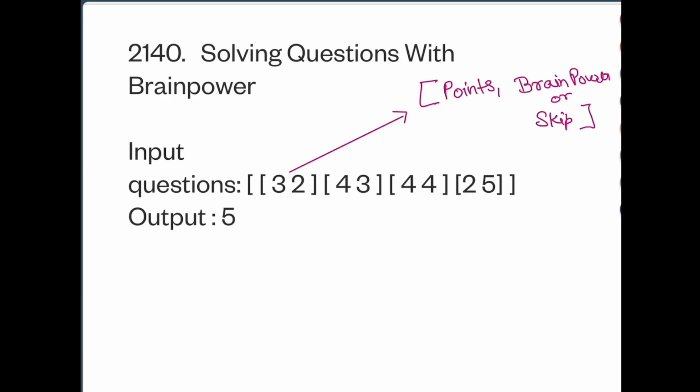Now what is the dynamic programming approach here? The approach is, you will have to check for each question that should I solve it. If I will solve this question, I will get 3 points, that is my gain, and I will have to skip the next 2 questions, that is my loss.